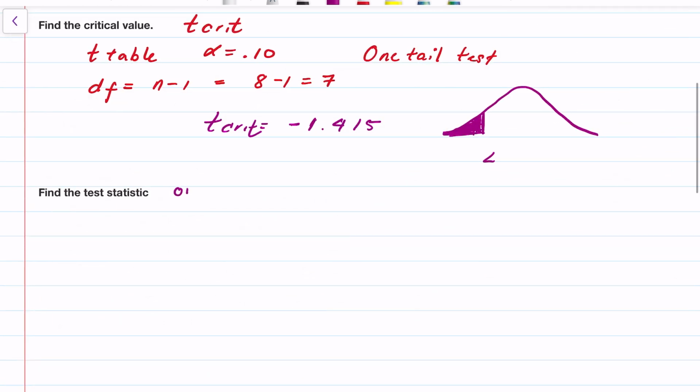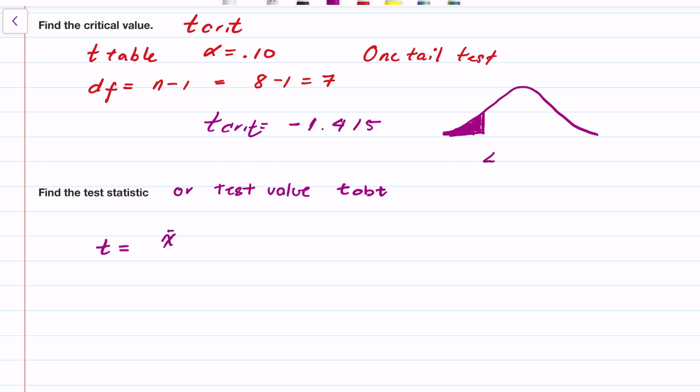The next thing I have to do is find the test statistic or test value. That's another name for it. I like to also call it t-obtain. This is what we obtain from the sample, whereas the t-critical we get from the table. The table one is a theoretical value, and the one we're going to get, because we obtain it from the values we got from our sample, is an empirical value.